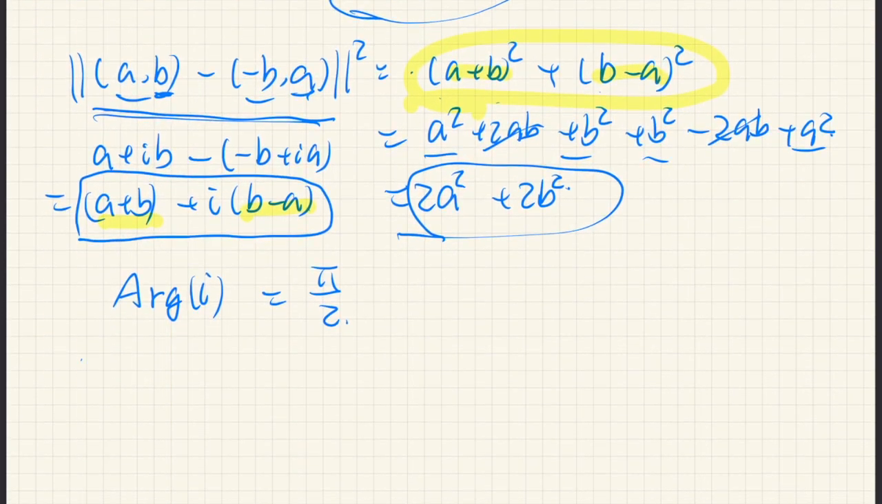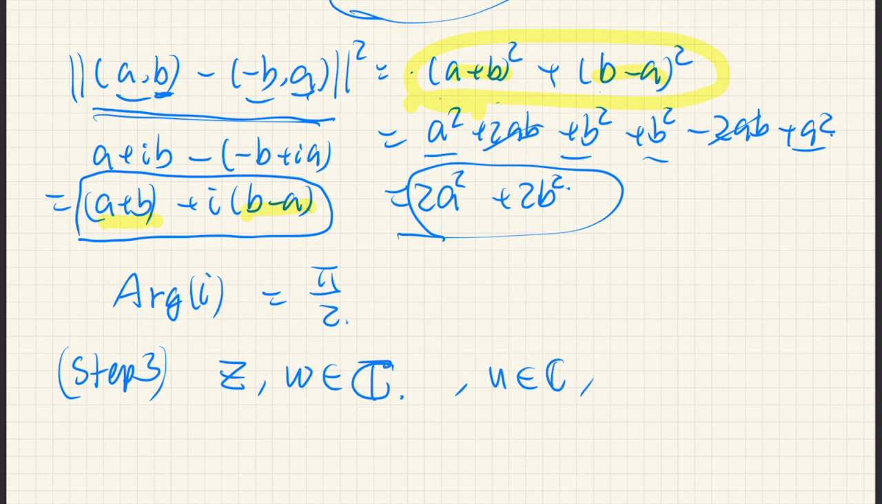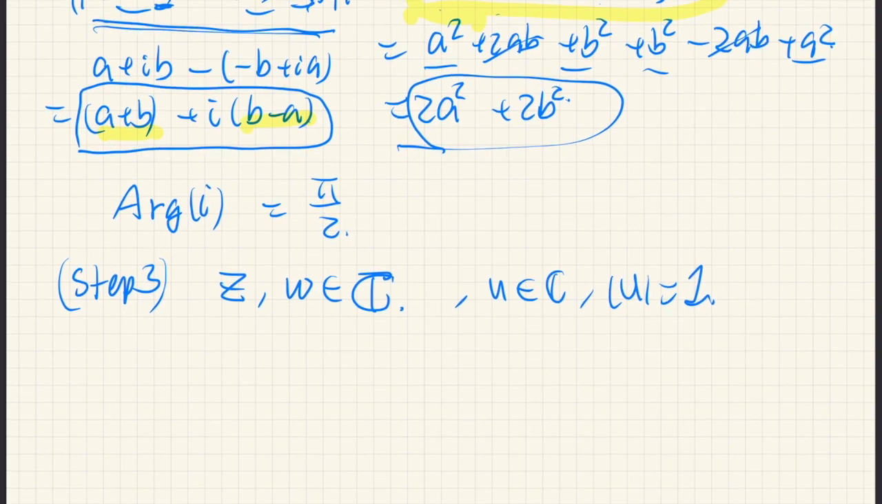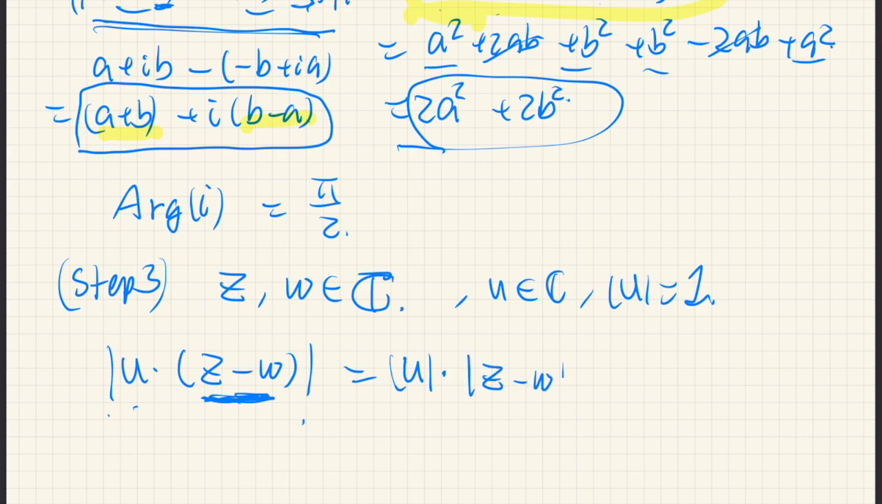So step 3. If z and w are any complex numbers, and u is, of course, again, a complex number with a magnitude of 1, then multiplying by u doesn't change the length of the difference, the length of this complex number. So the absolute value of the product is the product of the absolute values. So we have this, and because of this, we have the absolute value of z minus w.